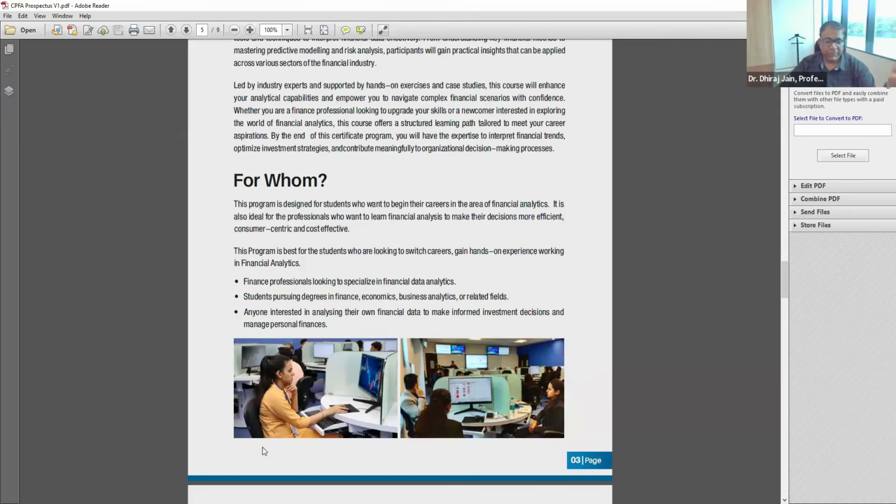So if you want to switch your career, or you are a financial professional looking to specialize in financial analytics, see, today in the world of finance, you cannot do without analytics. If you say that you only understand the basics of finance, and you want to pursue a career in finance, maybe it will not be possible. So it is more of analytics on financial data.